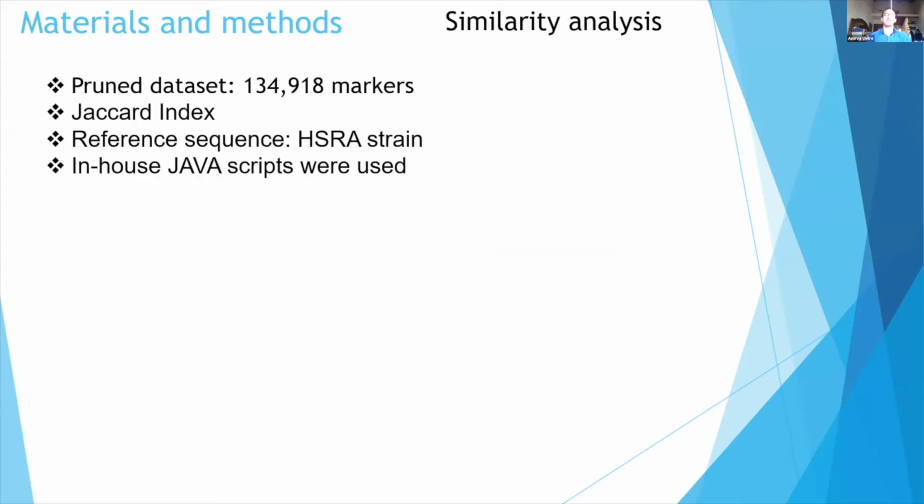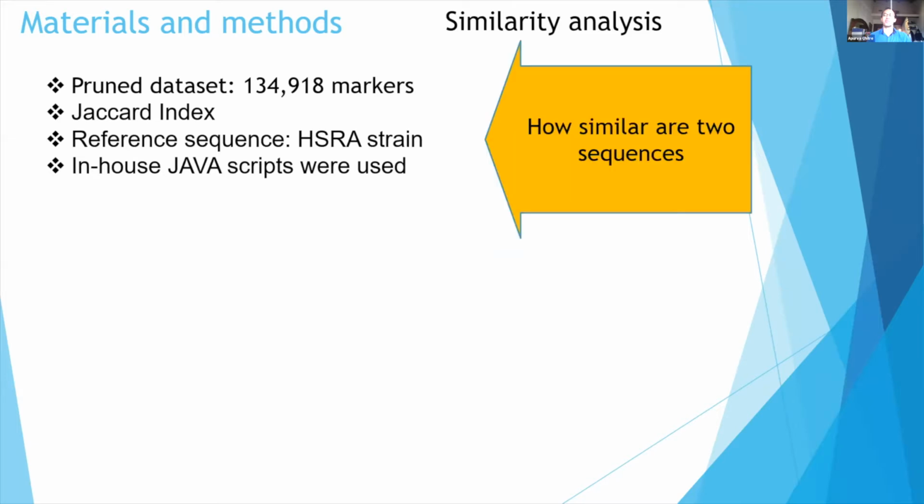For this analysis, we performed a similarity analysis. The goal of this analysis is to tackle that issue of incomplete penetrance. We used the PLINK database. We fitted the Jaccard index, and we used as a reference the HSRA strain, and everything was coded in Java. So this methodology is going to tell you how similar two sequences are.